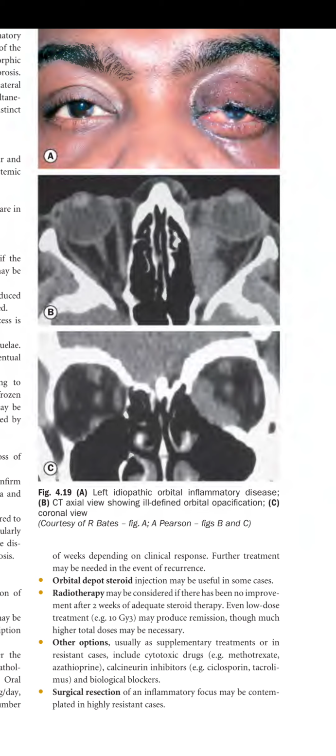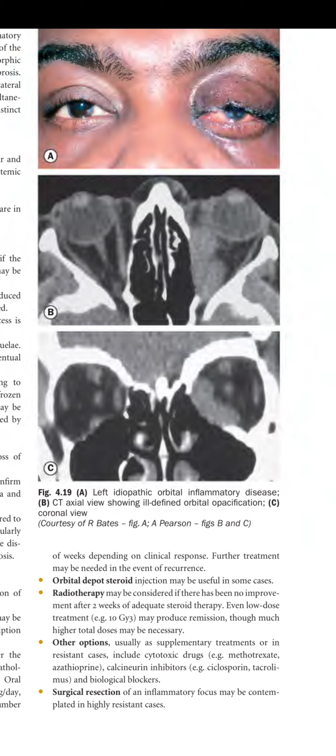Orbital depot steroid injection may be useful in some cases. So you can also give the local steroid injection. Radiotherapy may be considered if there has been no improvement after 2 weeks of adequate steroid therapy. Even low dose treatment, for example 10 Gy, may produce remission, though much higher total dose may be necessary.